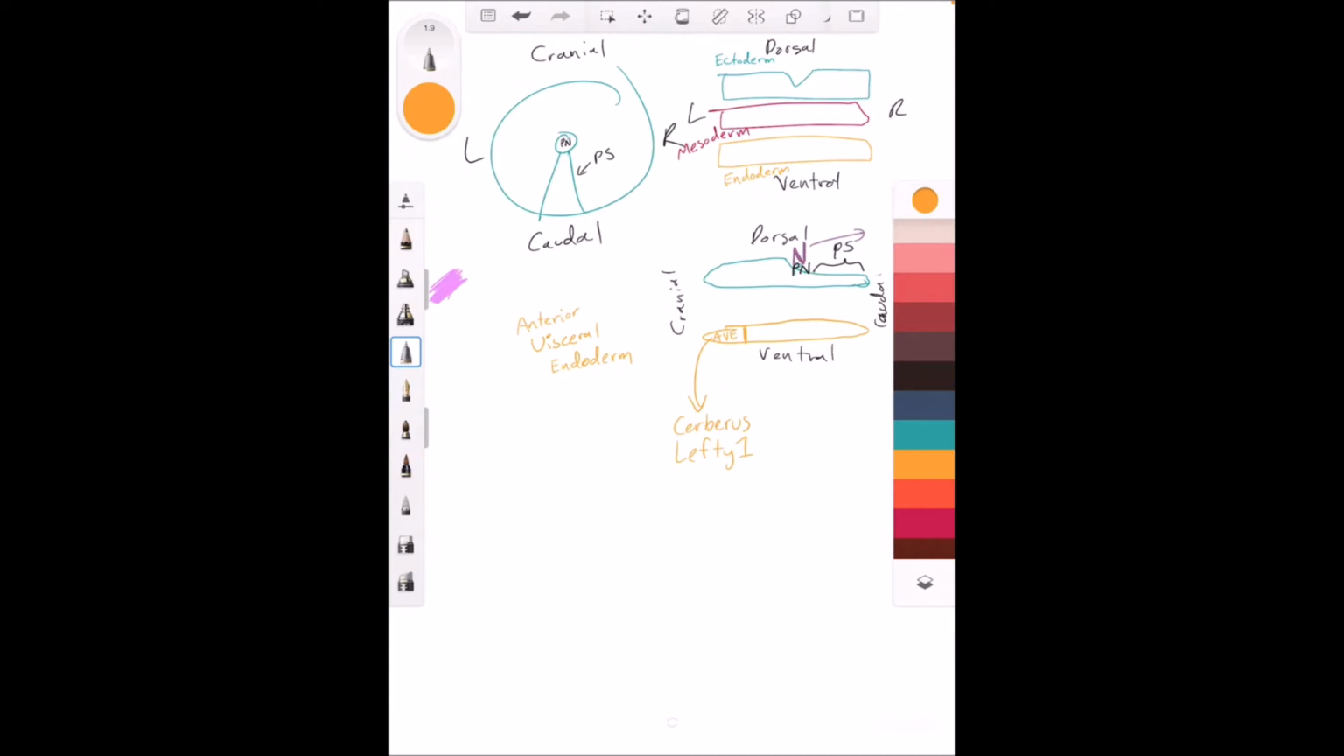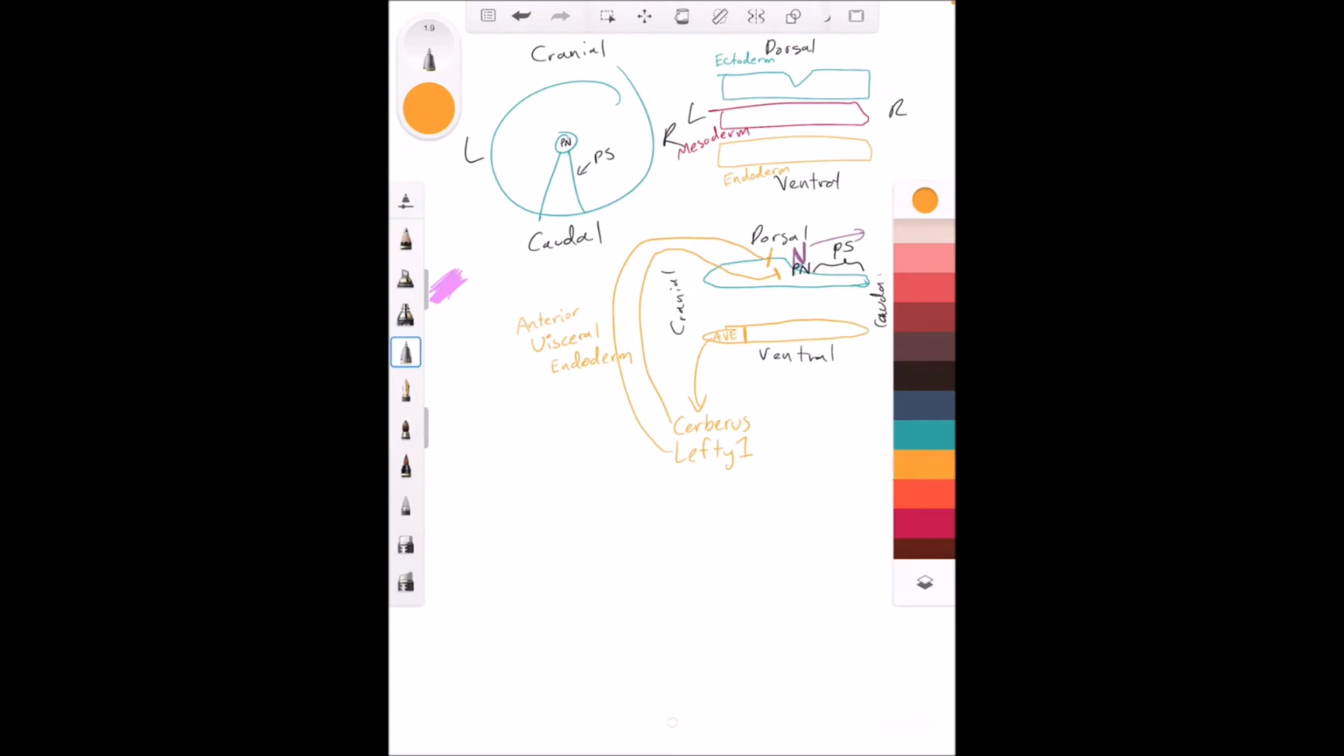So these guys are going to say, no, we don't want any nodal being expressed on the anterior side. Nodal needs to stay in the middle. And why is it called nodal? Because it's expressed in the primitive node and posterior to that, but not beyond the primitive node. And why won't it go beyond? Because of Cerberus and Lefty1.